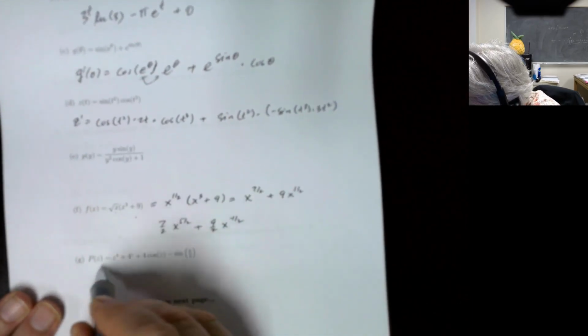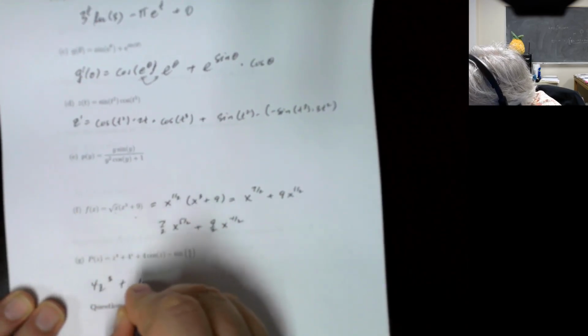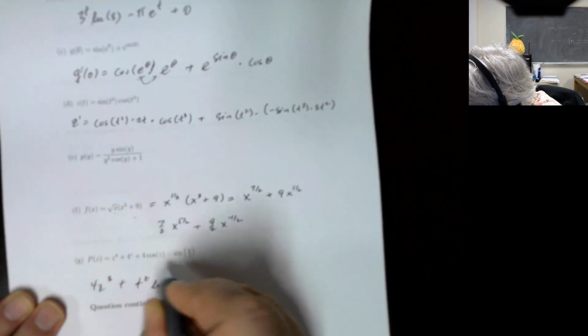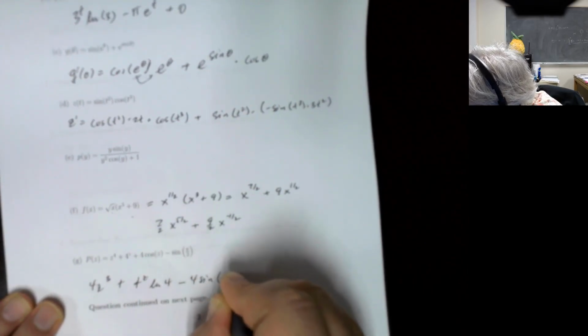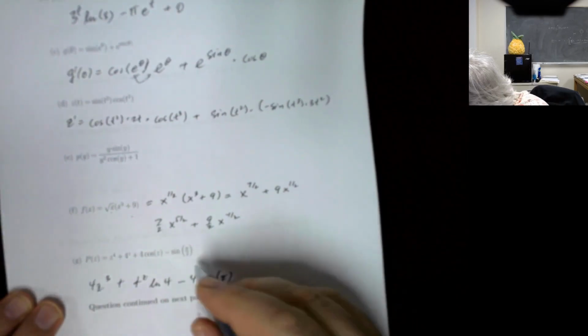And the last one here, z to the 4th is 4z cubed. 4 to the z is 4 to the z natural log of 4. 4 cosine z is minus 4 sine z. Sine of pi over 2 is a constant, so that's plus 0. Good.